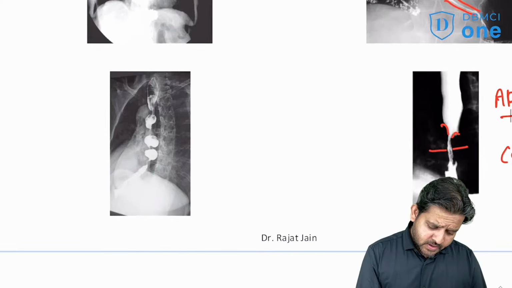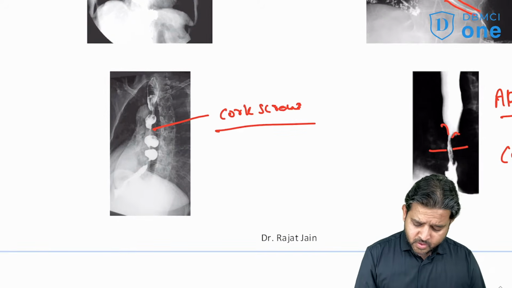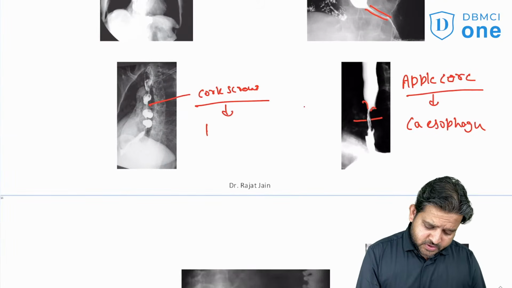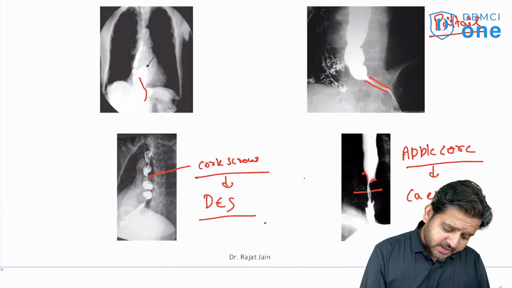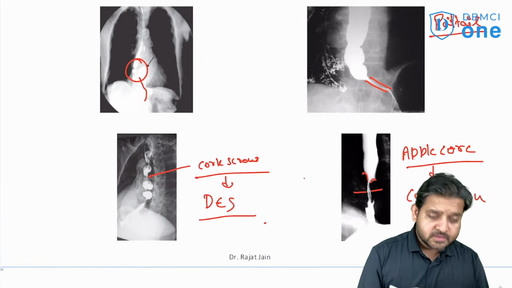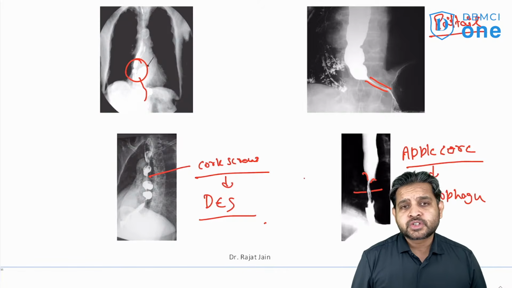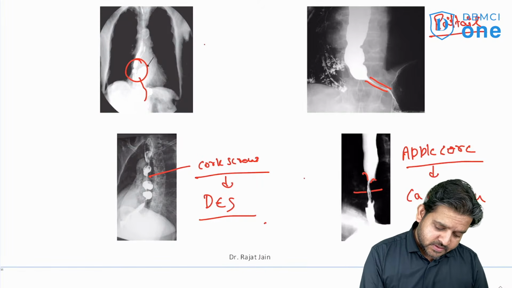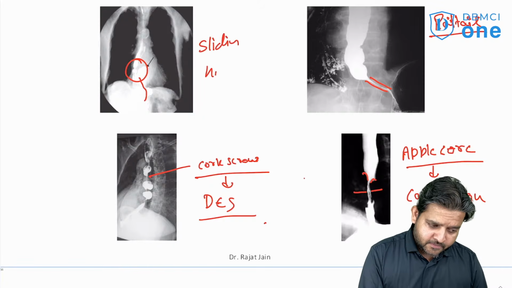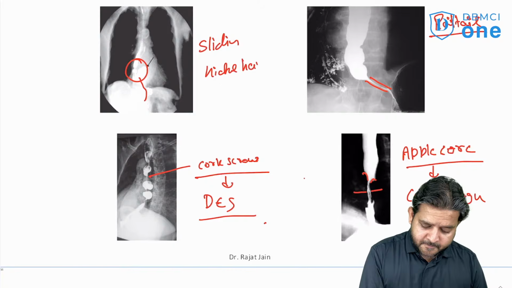Okay, what is this? This is called a corkscrew esophagus. Corkscrew esophagus is a feature of diffuse esophageal spasm. And if you see that the stomach has herniated into the thorax with migration of the gastroesophageal junction proximally, then what is this called? This is called the sliding form of hiatal hernia, right?